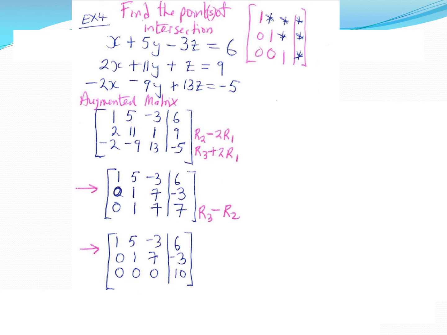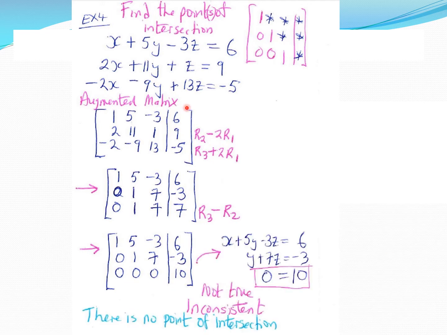So we extract out the equations. What do the equations look like? We put the equations into the augmented matrix form. Now that we've got to the end, we extract them back out. First equation is the same. Second equation is y plus 7z equals minus 3.